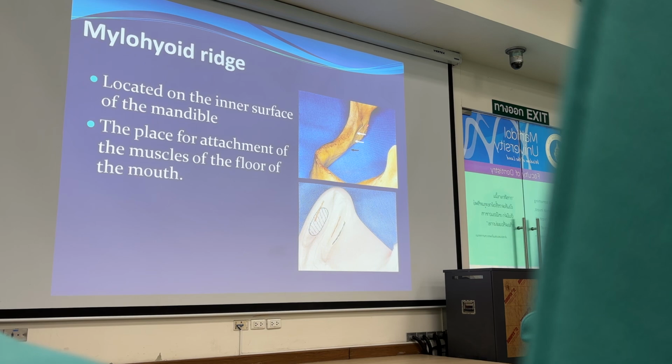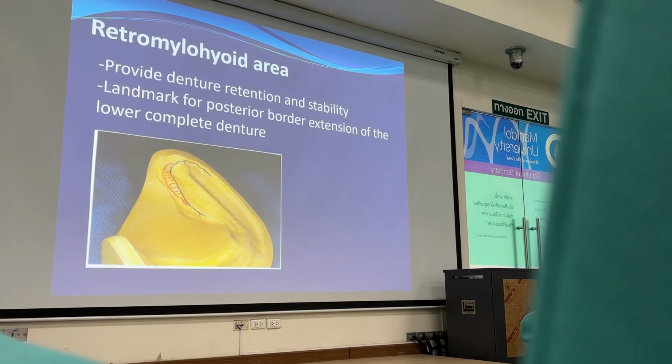This is the mandible, and when you take the view, you see the buccal shelf, and this is the mylohyoid ridge. The mylohyoid area provides denture retention and stability. This is a landmark for the posterior border extension of the lower denture.